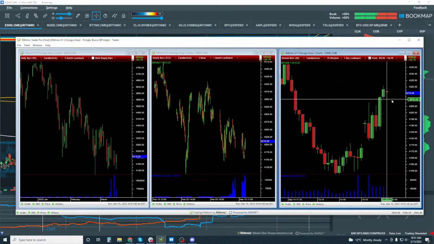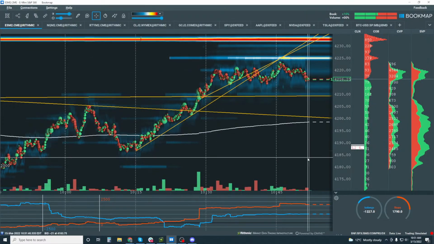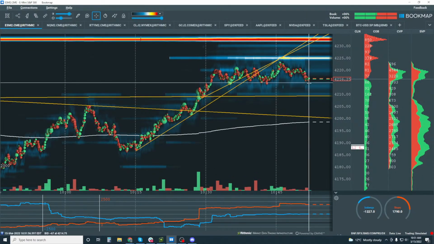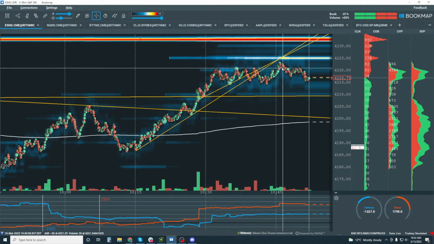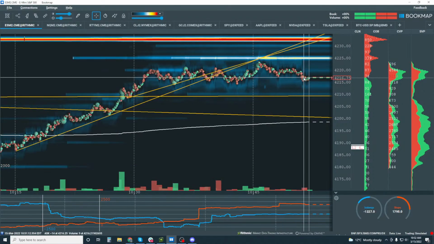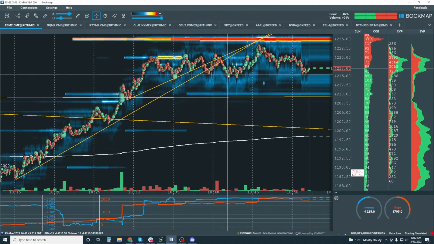Okay, pull back, maybe some consolidation, and then maybe continuation. But the order flow is going to tell us. So let's jump back. All right, so yeah, made a higher high here. We're starting to consolidate though, as you guys can see.